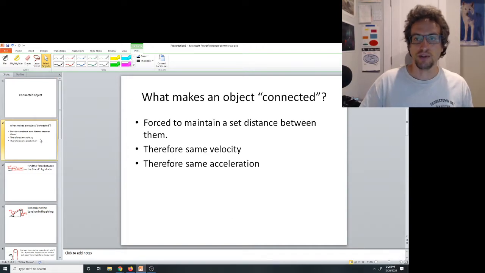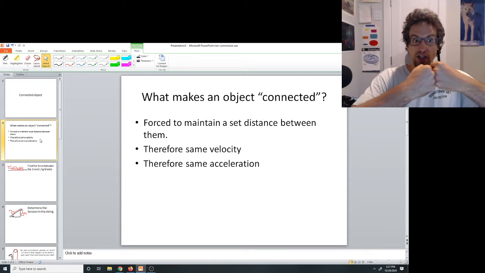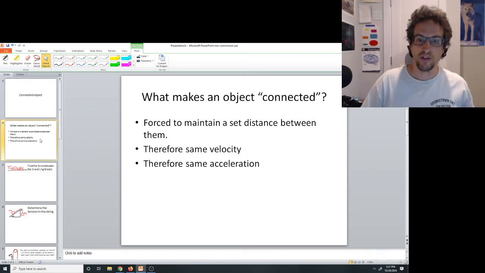So what makes an object connected? Two objects are connected if they are forced to maintain a set distance between them. Okay? And if they're forced to do that, they have the same velocity and the same acceleration. Now, that can happen because two objects are tied together. It can happen because two objects are literally just pushing against each other. All right, we'll do one example of each of those.